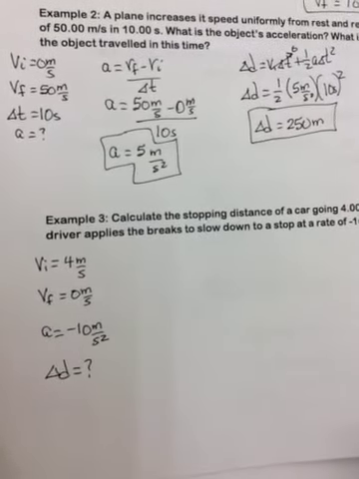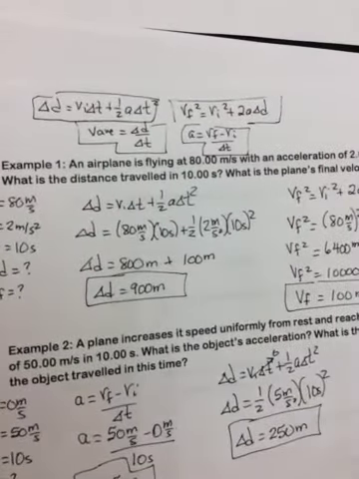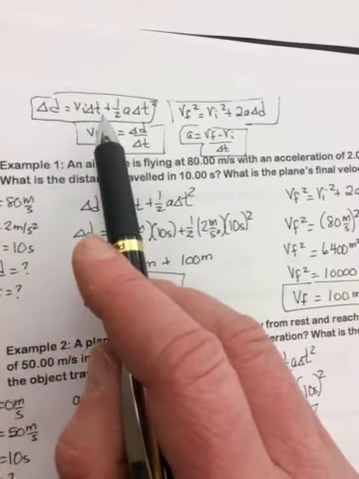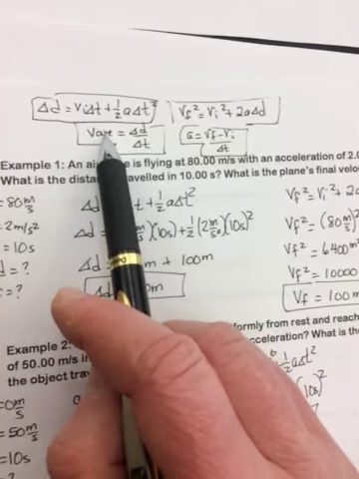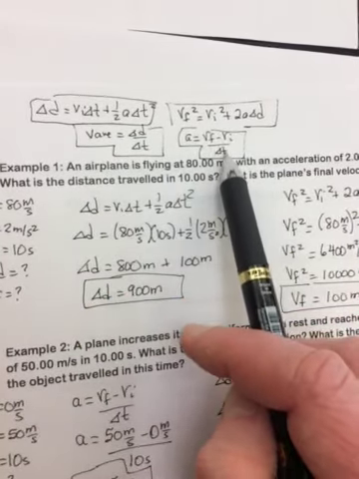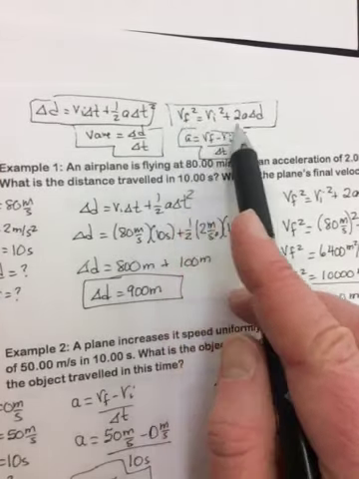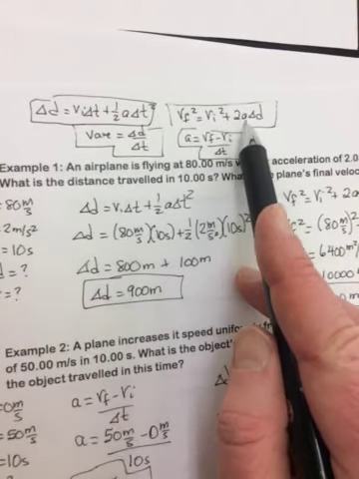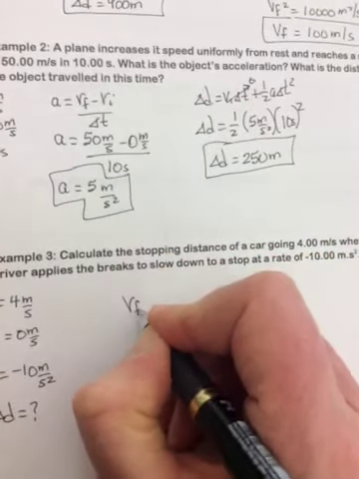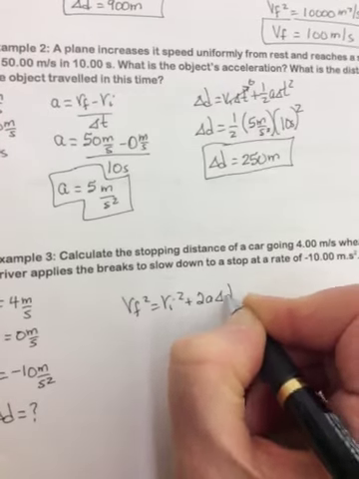What equation then do you know that has a VI, a VF, an A, and a delta D? So you go up here, we have a delta D, a VI, and an A, but no VF, and we don't know the delta T. We don't know the delta T, but we could find it if we needed to. But here we have VF, VI, A. We could get our delta D in one step. So it's going to be VF squared equals VI squared plus 2A delta D.